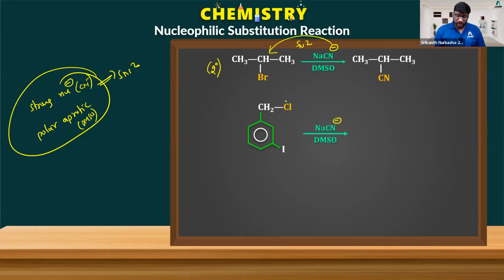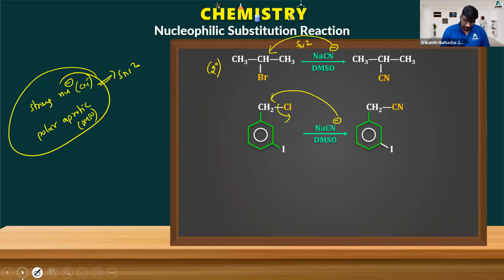We have a carbon chlorine bond and a carbon iodine bond, which can be replaced. Carbon chlorine or carbon iodine? Carbon chlorine. Why can't the carbon iodine bond? That exhibits partial double bond character in an aryl halide system. So CN minus will attack this particular carbon, chloride leaves.